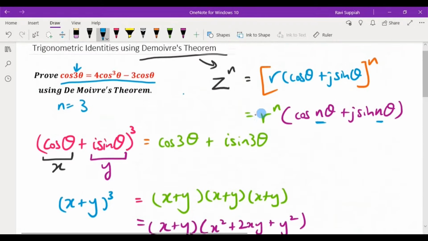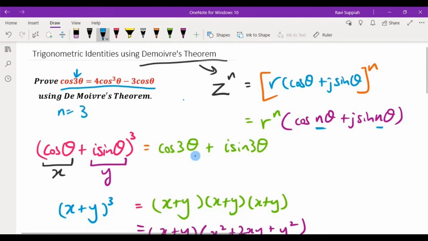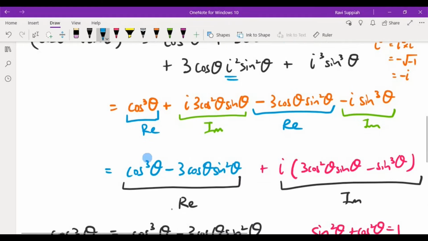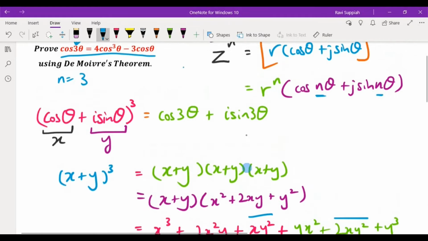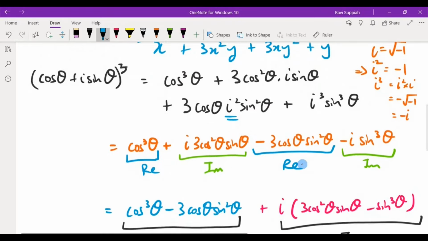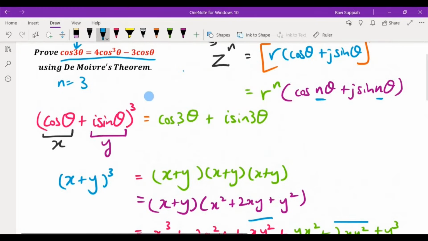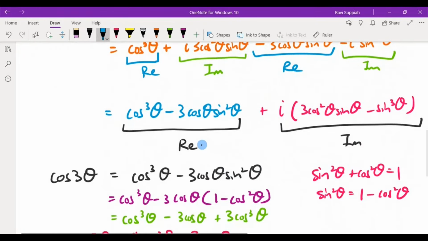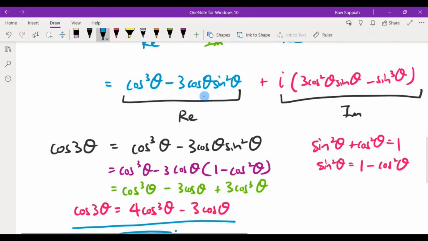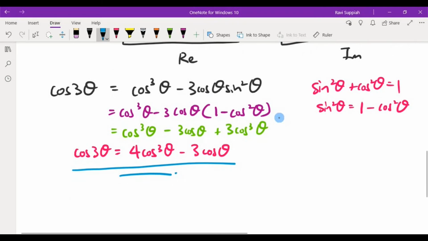Since they are both the same, we can say that cos 3 theta, which is the real part, is equal to the real part over here, and sine 3 theta is equal to this imaginary part over here. That is the reason why we compared the real part, which is cos 3 theta, with the real part obtained after we do the full expansion. With that comparison, we can then simplify it and get the final expression here, which matches the original expression that we were asked to prove in the question.